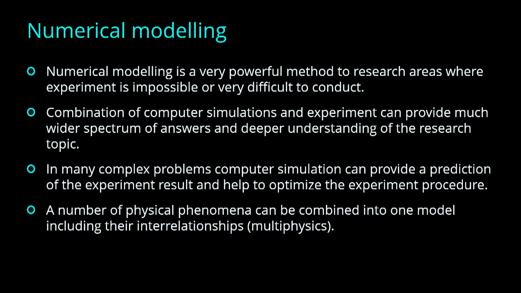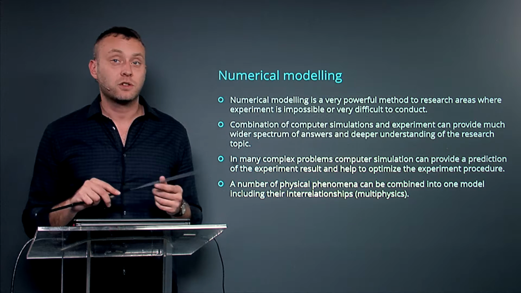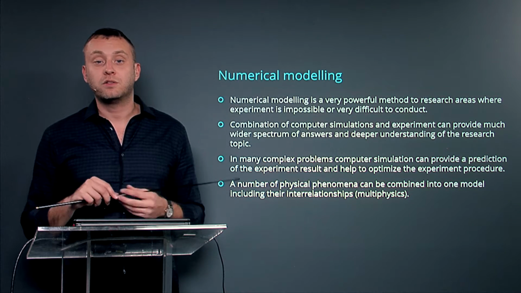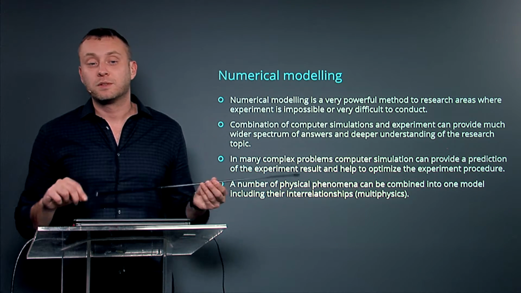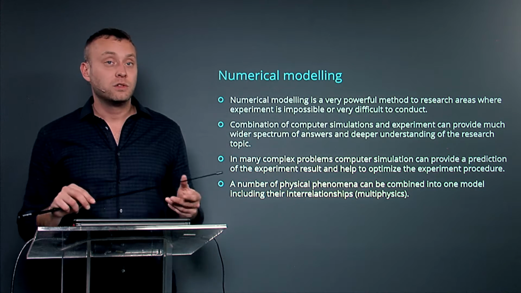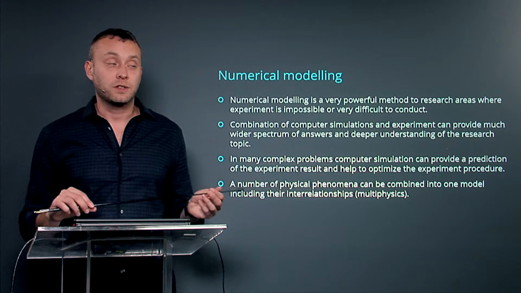In many complex problems, computer simulation can provide a prediction of the experiment result and help to optimize the experiment procedure. For a very complex experiment, it's almost mandatory to use modeling to have better predictions and to design your experiment better and to eliminate many problems by conducting this virtual experiment. And in addition, a number of physical phenomena can be combined into one model, including their interrelationships. It's called multiphysics.